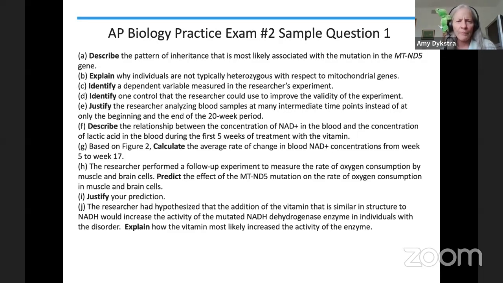A is describe the pattern of inheritance that is most likely associated with the mutation in the MTND5 gene. B, explain why individuals are not typically heterozygous with respect to mitochondrial genes. C, identify a dependent variable measured in the researcher's experiment. D, identify one control that the researcher could use to improve the validity of the experiment.